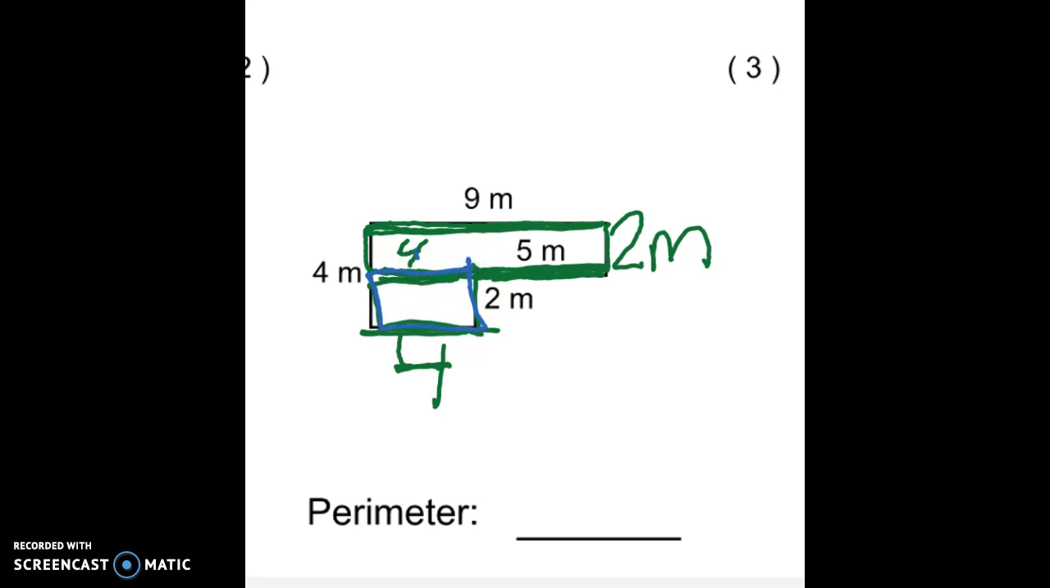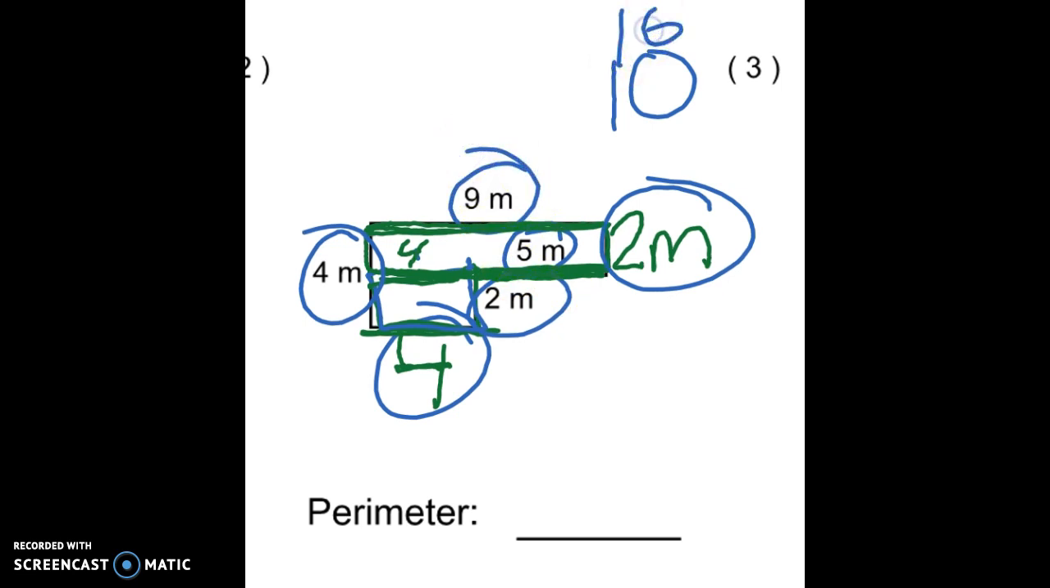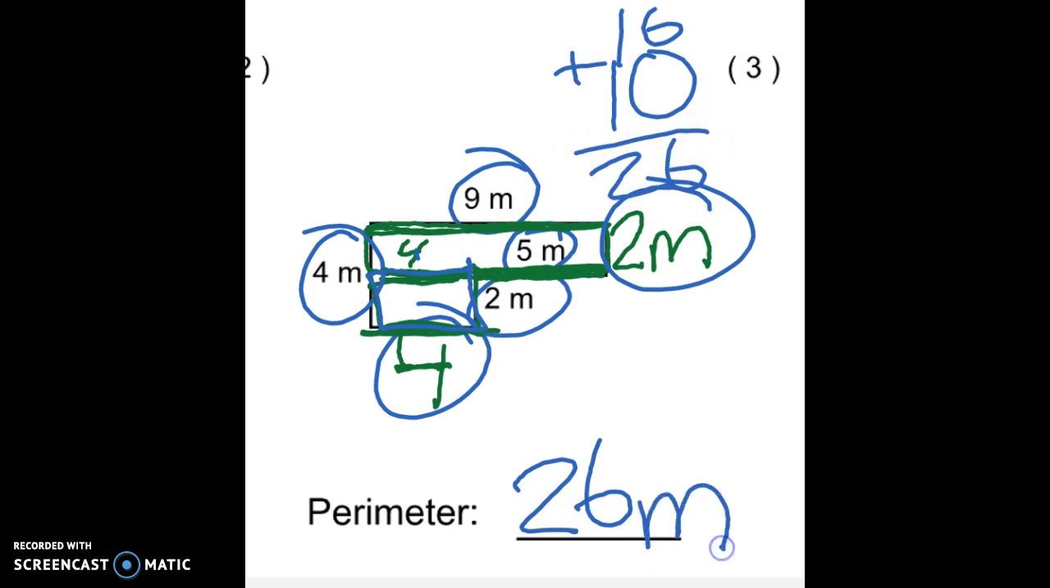So now I can add up all our sides. I'm looking for nice things to add. For example, 4 and 4 gets me 8, plus another 2 is 10. I could do 5 and 2 is 7. 7 and 9 is 16, so 10 plus 16 gets me 26. My perimeter is 26 meters.